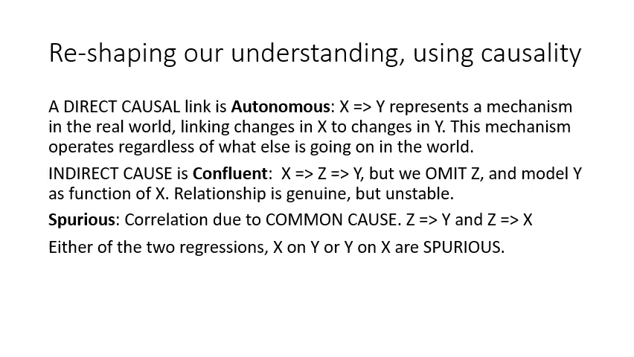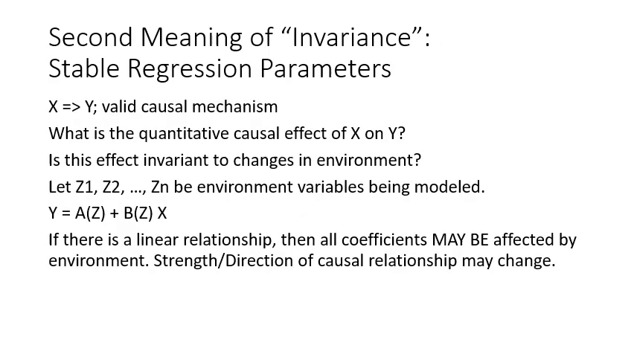Finally, a spurious relationship is caused by a common cause. If Z causes Y and Z causes X, then because of the factor Z, X and Y will appear to move together, because when Z changes, both of them will change. But if you look at the regression of X on Y or Y on X, neither one causes the other, and so this is an accidental correlation. There is confusion about invariance because it is used in both ways.